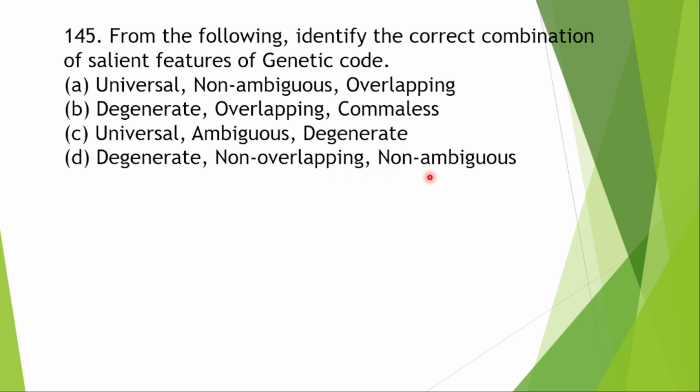Degenerate, non-overlapping and non-ambiguous. Most amino acids are specified by more than one codon. There are 64 codons for only 20 amino acids. So it is degenerate. Why non-overlapping? Because the code is read in successive groups of 3 nucleotides. A single base is never part of two adjacent codons. And why is it non-ambiguous? Because one specific codon always codes for the same amino acid.